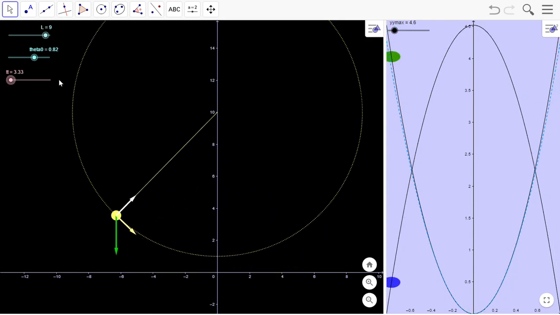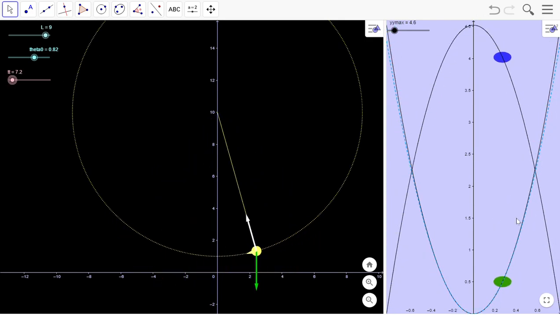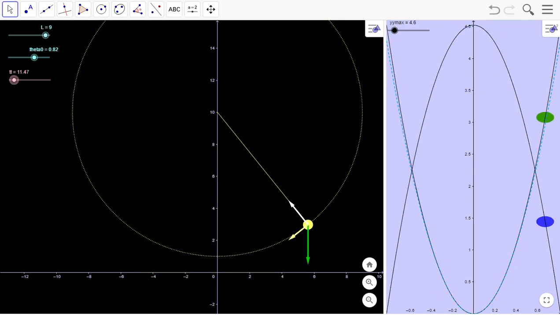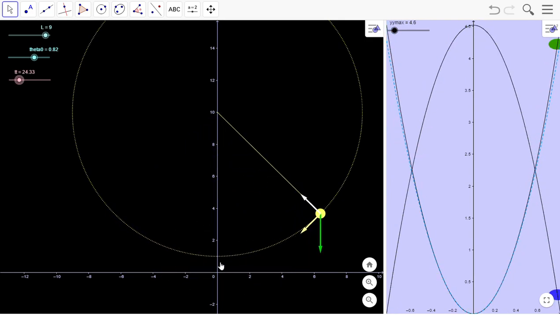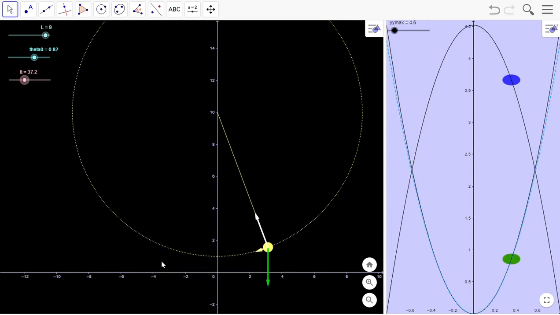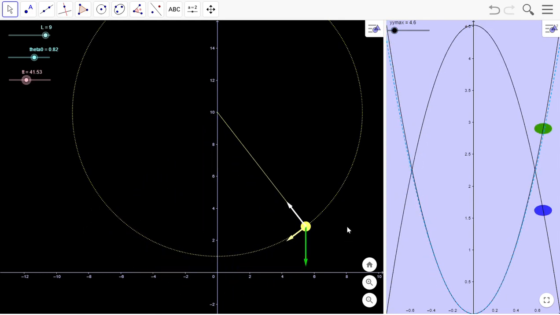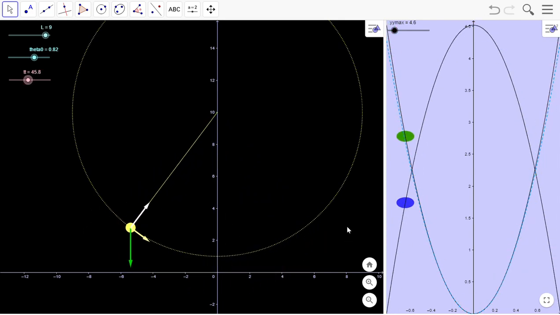Okay, and then just watch the little green blob. Potential energy: max, min, max, min, max, min. It's minimum potential energy at the center point, the equilibrium point, and maximum potential energy up at the extremes when it stops moving. And the kinetic energy is just the inverse of that.